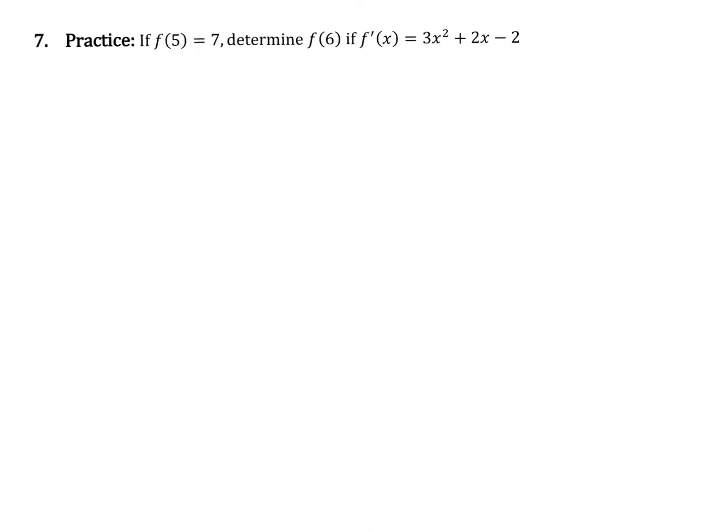So here we're given that f of 5 is 7, and we're being asked what f of 6 is if we're given that antiderivative. So the very first thing I want you to do is see if you can set this problem up. F of what minus f of what equals the integral from what bound to what bound of what function. So go ahead and pause the video, see if you can set it up.